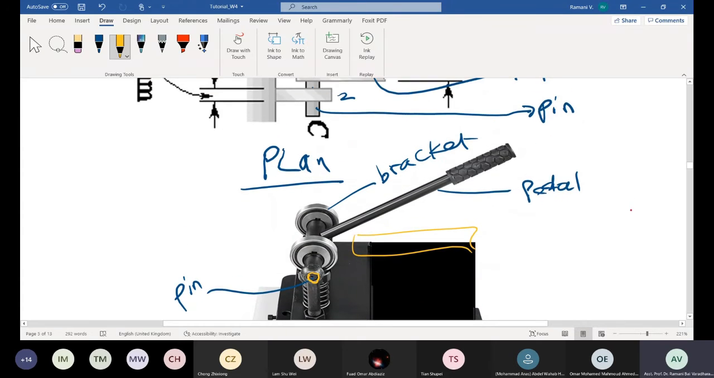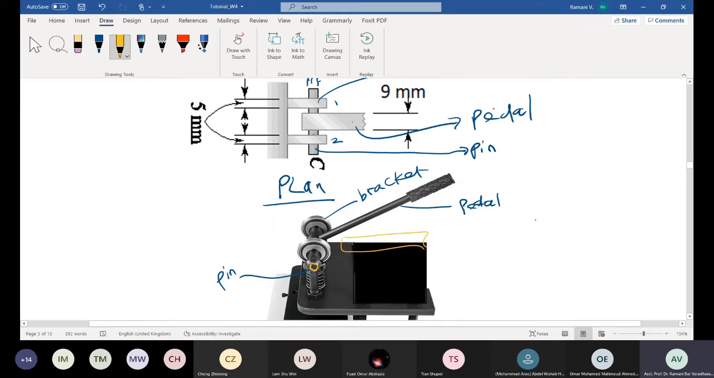This is what you have to understand first, so that when I do the calculation, you will understand clearly what I should take for the calculation of load and the stresses. Any question at this point on how this is operating? Anybody? Shall I repeat it or is it clear? Yeah, clear. Okay. Now you understand what is pedal, what is bracket and what is pin.